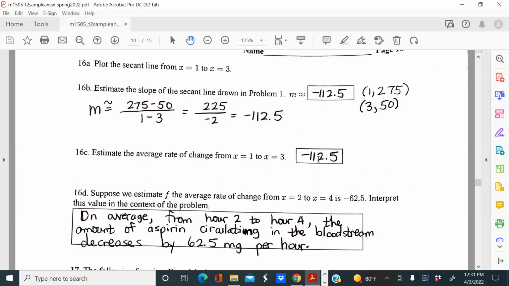That's minus 112.5, right? Now, again, what's the value of that number, minus 112.5, the slope of that secant line? Because it gives us a way of describing how fast a curve is increasing or decreasing. So that's part D here. So suppose that separately, we estimated the average rate of change of this curve from x equal 2 to x equal 4 was minus 62.5.